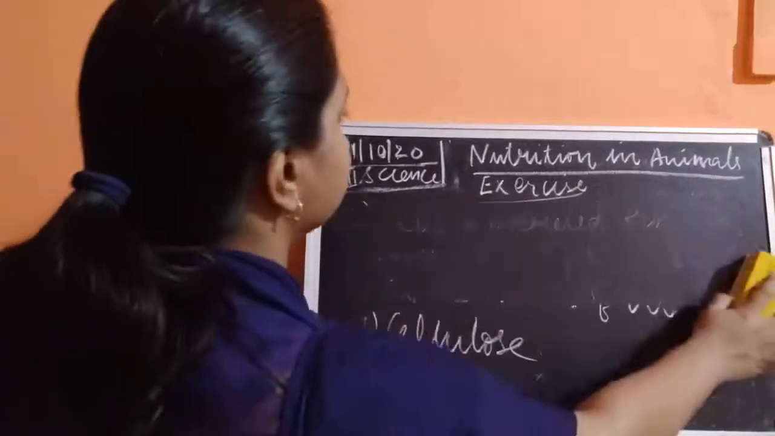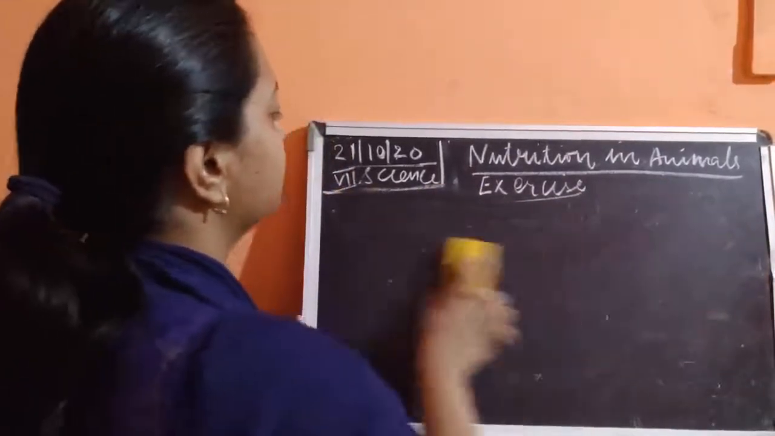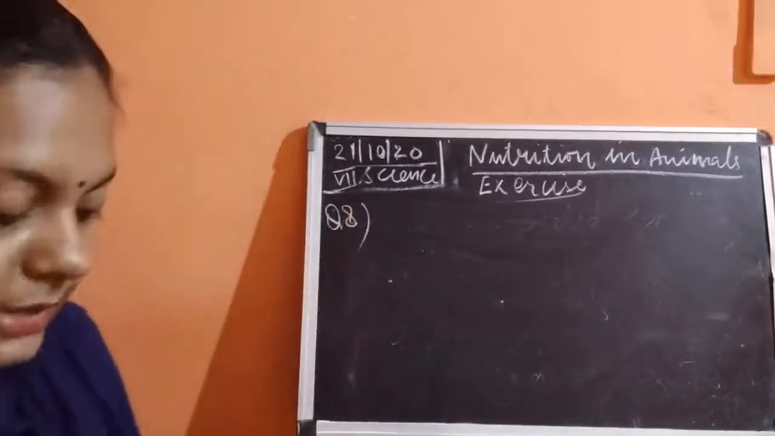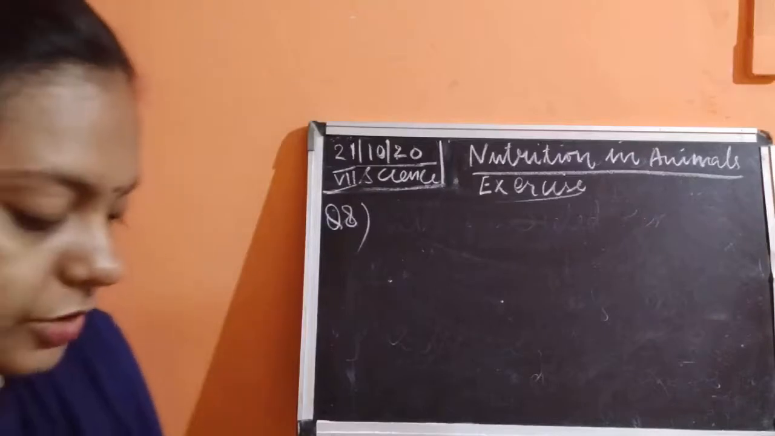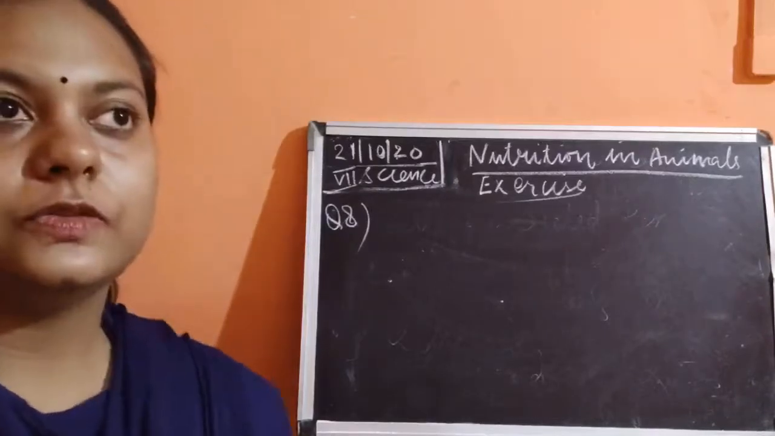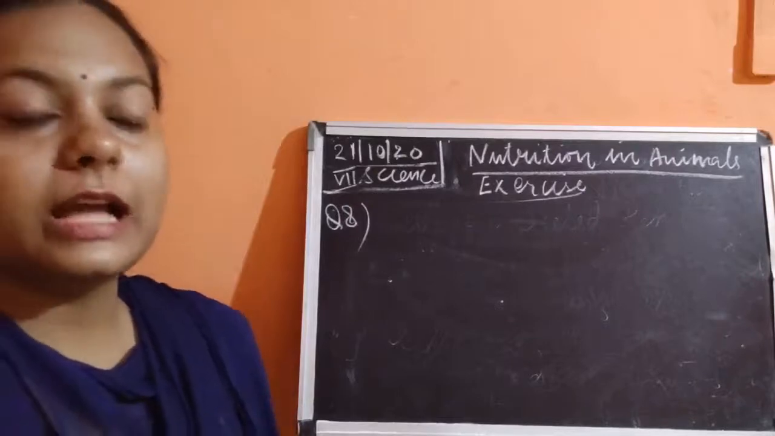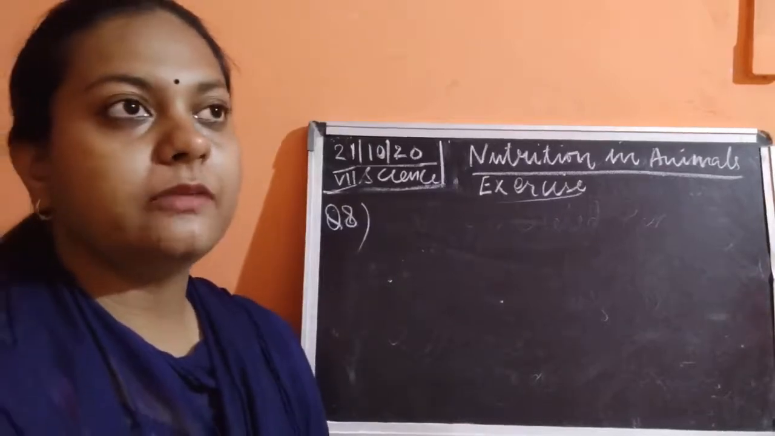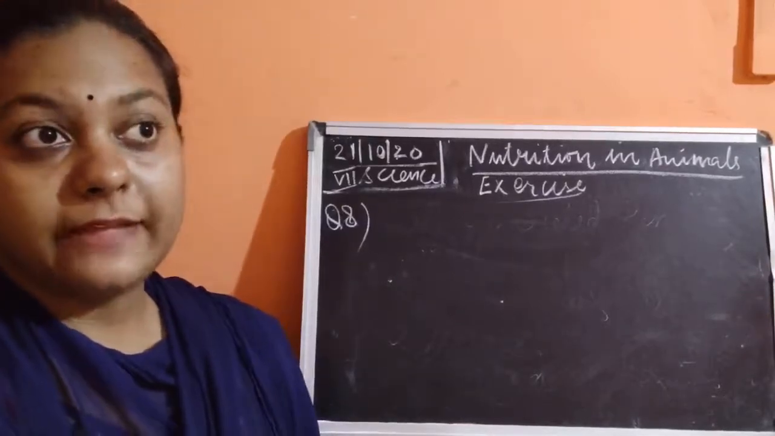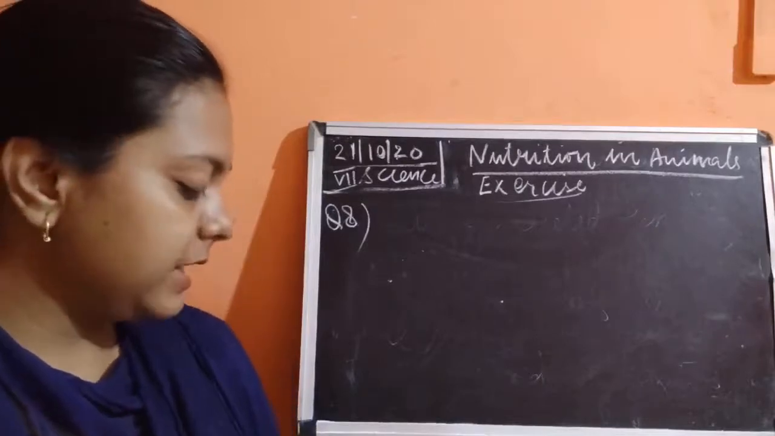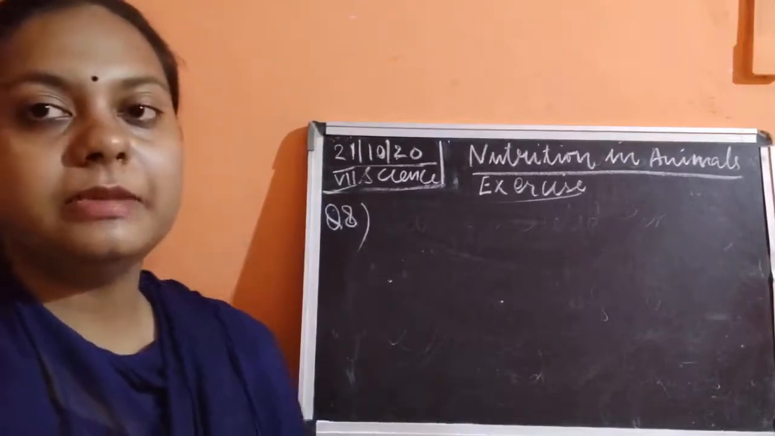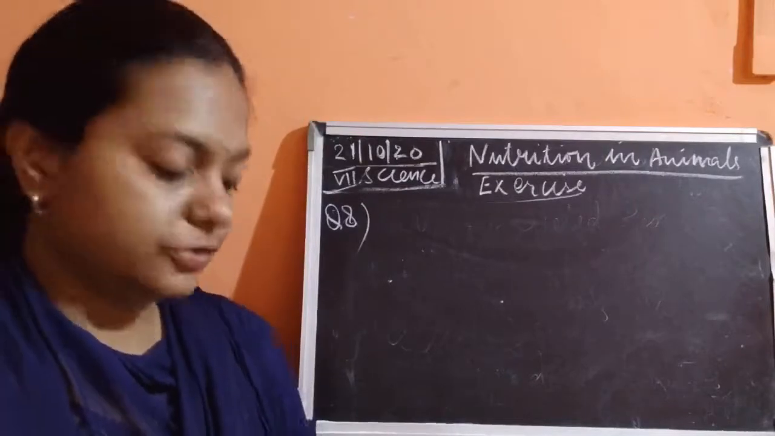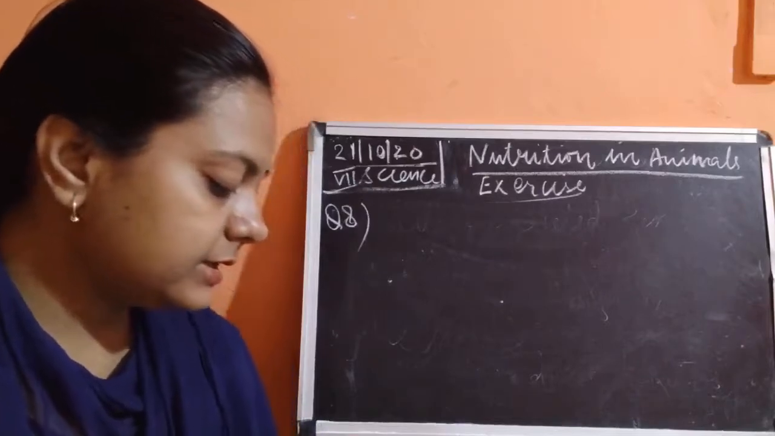Now I'll discuss question number 8. Why do we get instant energy from glucose? If you feel very low on energy, we take a glass of glucose and we get instant energy. Instant means very fast. As we drink this sugar solution, we get energy. So why do we get instant energy from glucose?